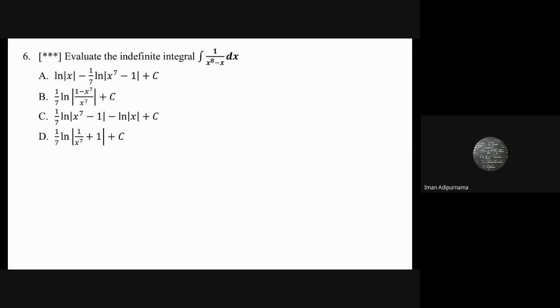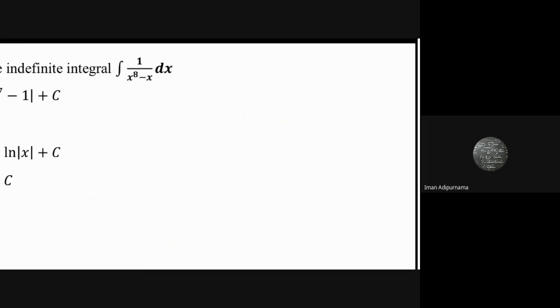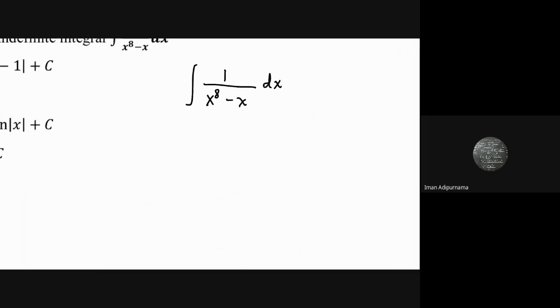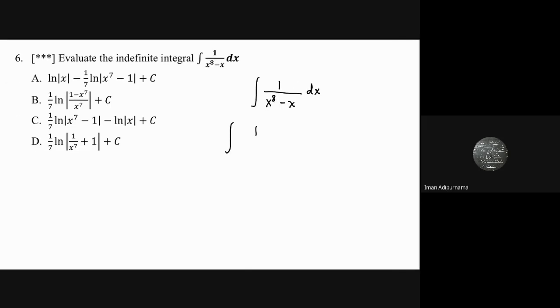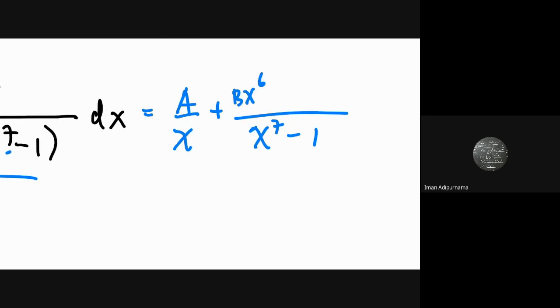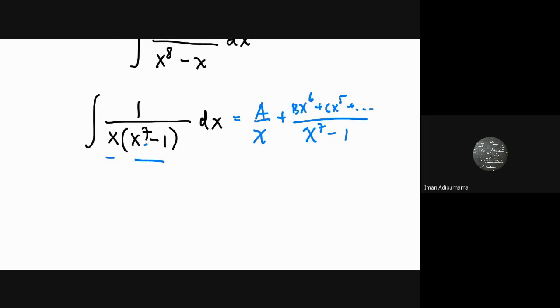Okay, this question, the integral. If you look at the integral, there are several ways. The first one, if you are just taking the x factors out and doing some partial fractions, you still have this 7, and I think 7 is too much for partial fractions. So if you want to make it into partial fractions, this is x^7, right? So we'll have b x^6 plus c x^5, etc. I think that's not an ideal way of doing it.